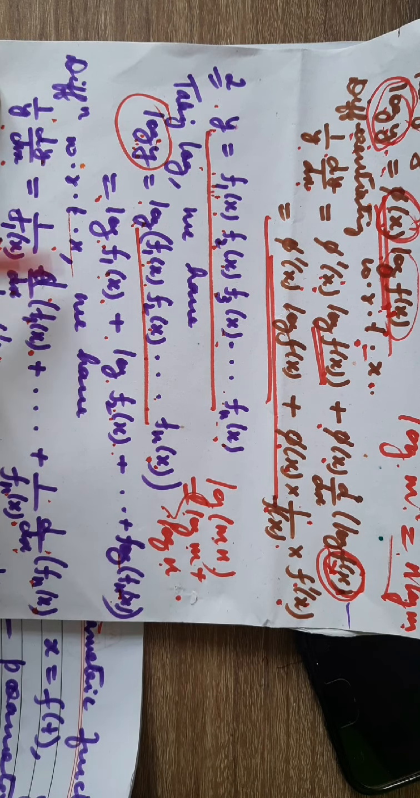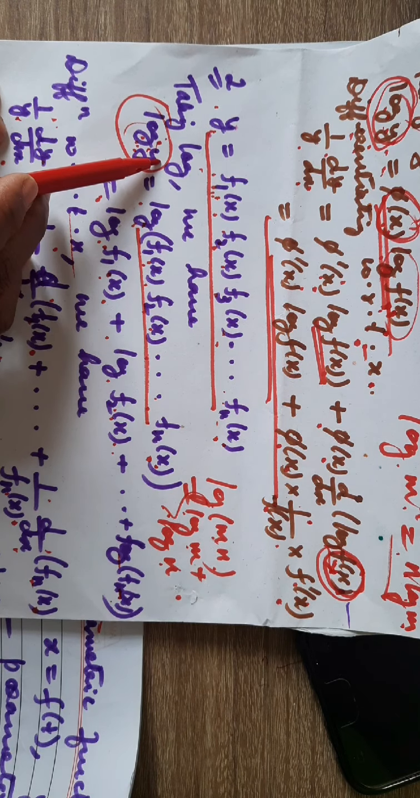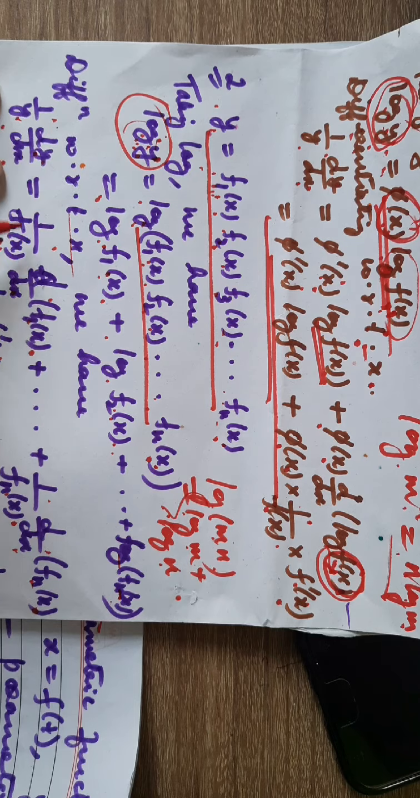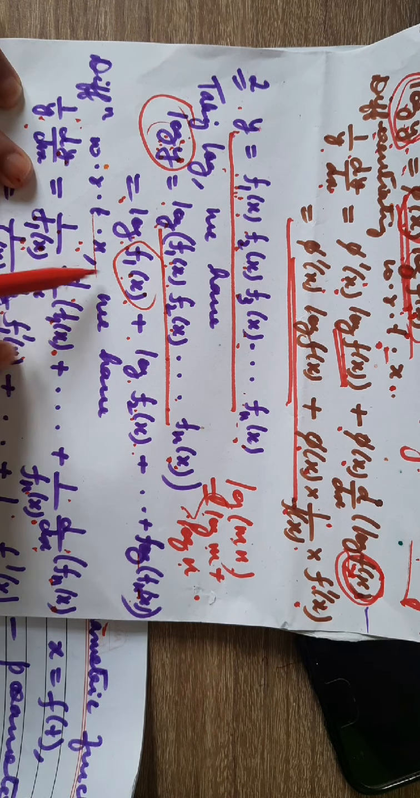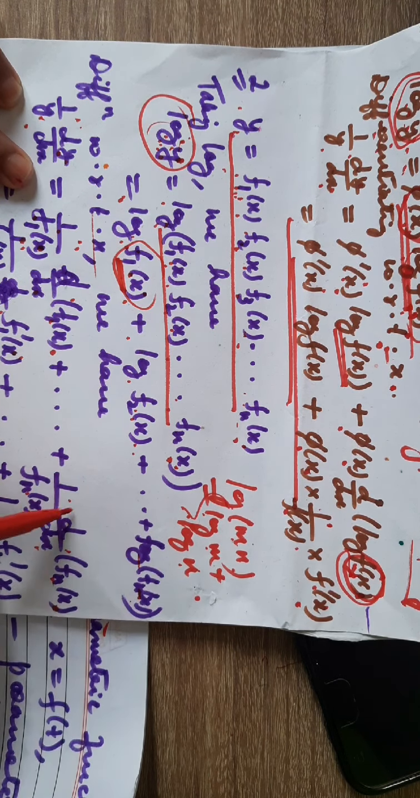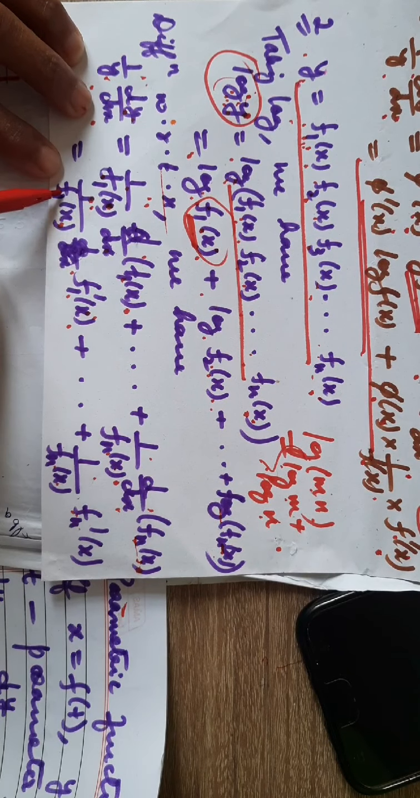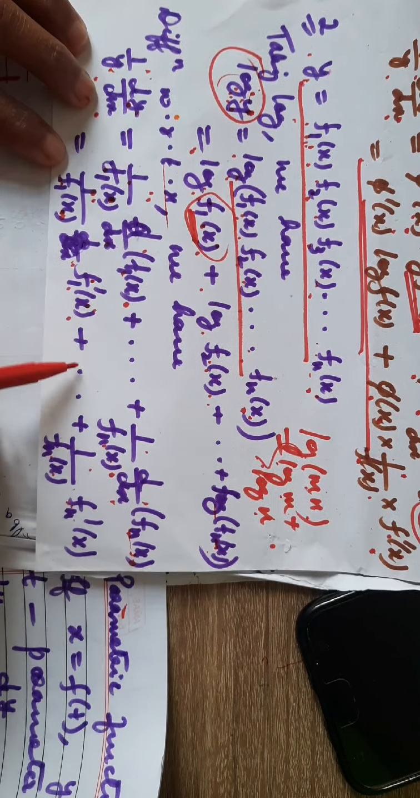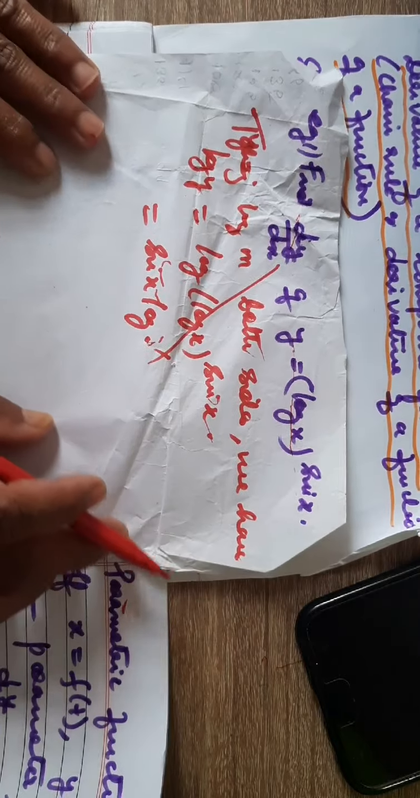Then differentiate with respect to x. You'll get 1/y into the derivative of y with respect to x, and this is equal to the derivative of log f1(x), which will be 1/f1(x) into the differentiation of f1(x), plus and so on, plus 1/fn(x) into d/dx of fn(x). So it will be 1/f1(x) f1'(x) plus ... plus 1/fn(x) fn'(x). Now let us come to this problem.